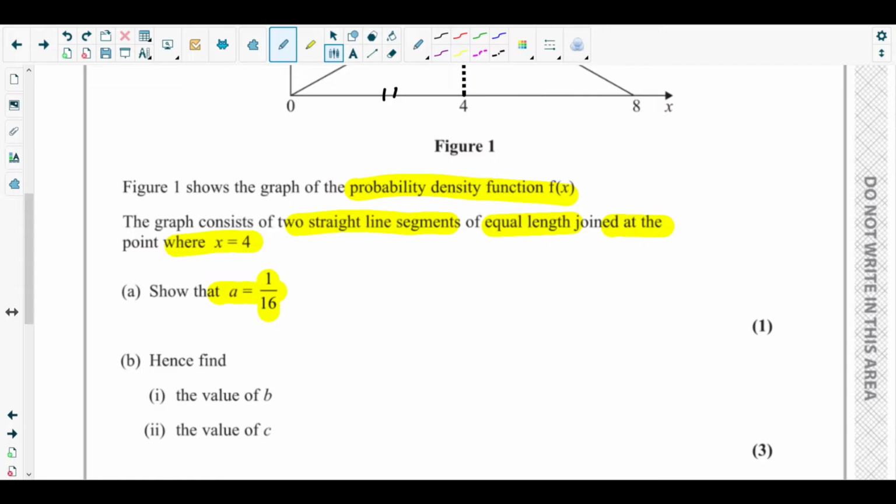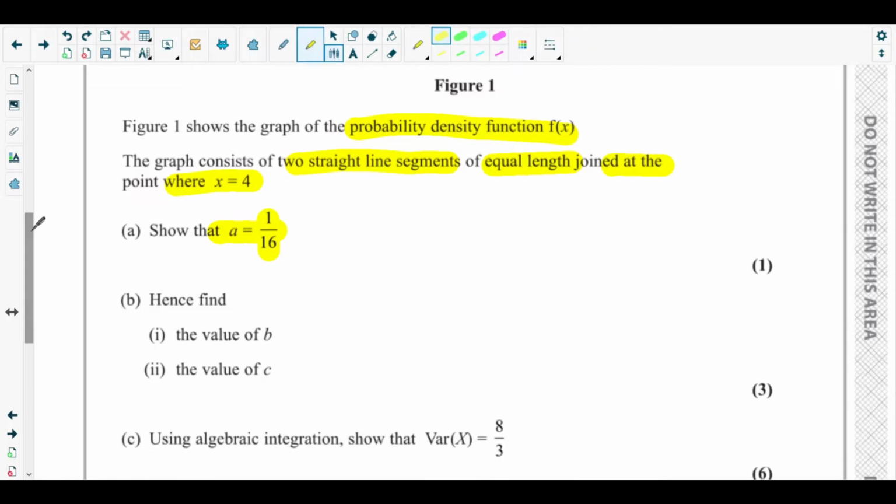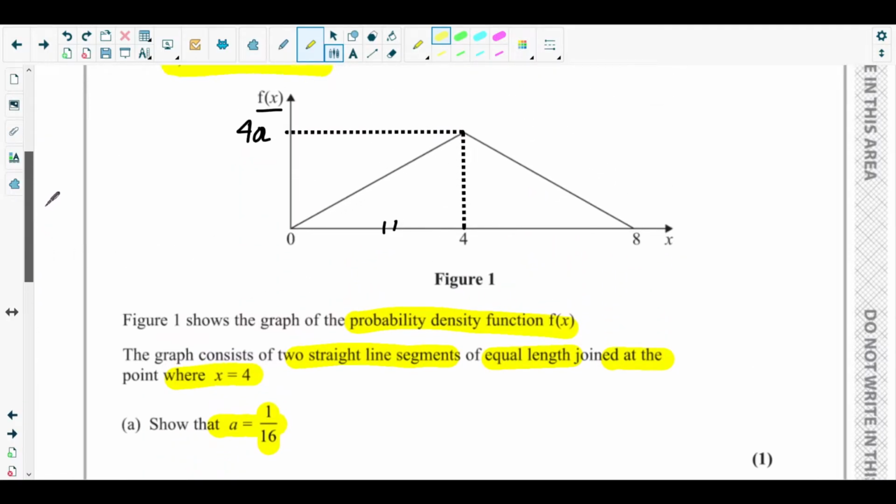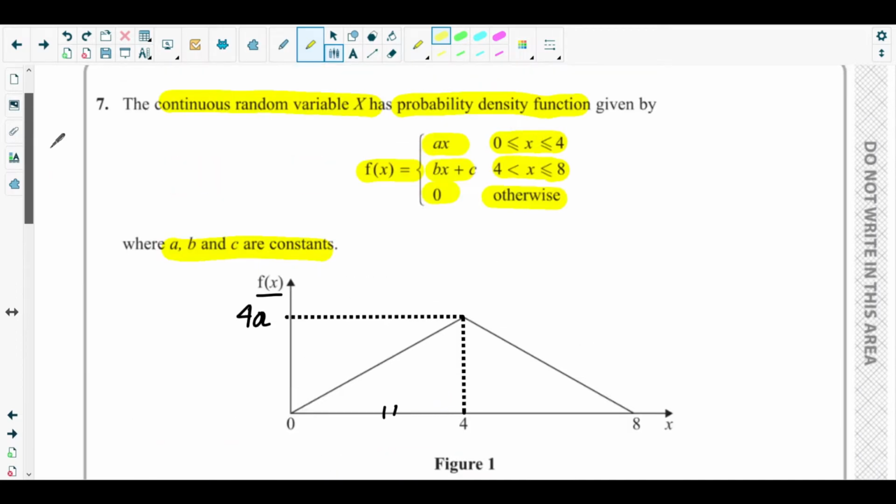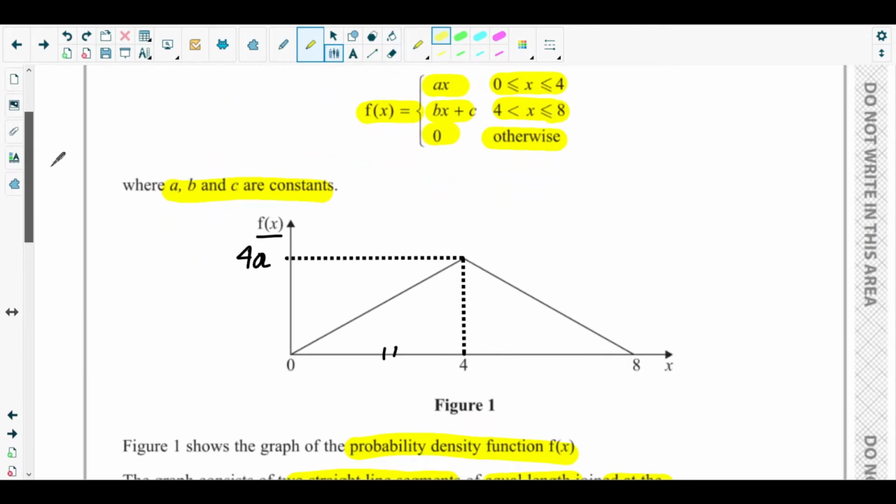Next is part B. In part B, the question is asking to find the value of b in part 1, and in part 2 we need to find the value of c. They said hence, that means we need to use the value of a that we found in part A. So we need to find the value for b and the value for c.